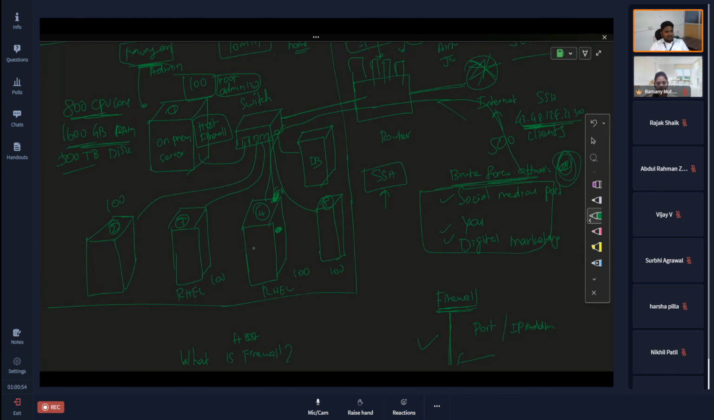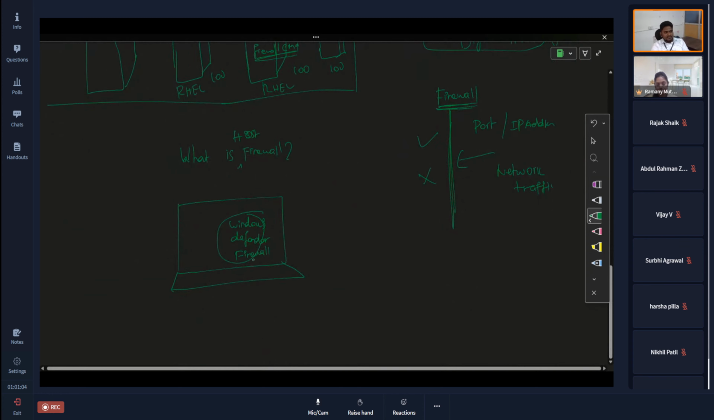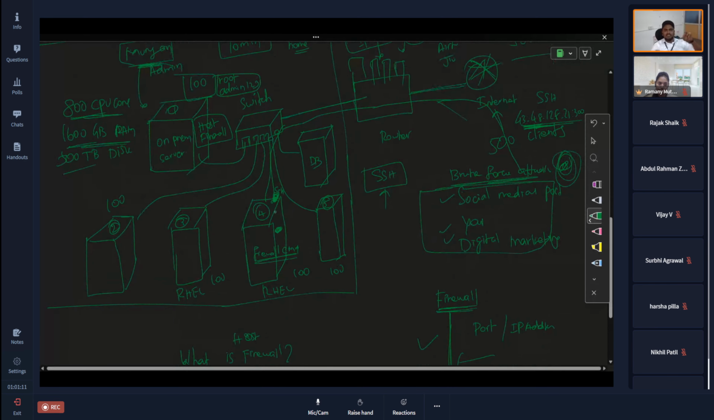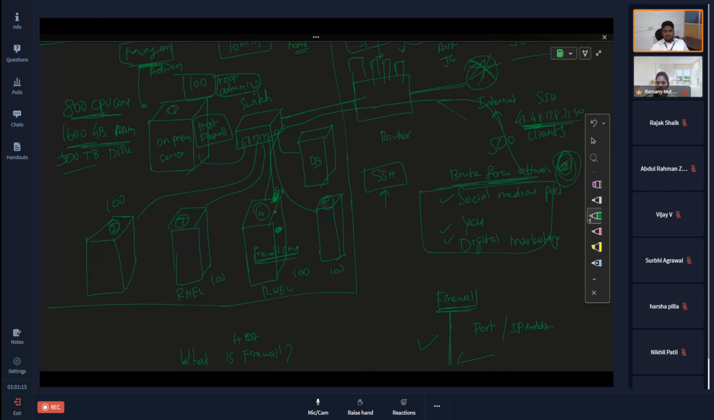There is something called firewalld, firewall-cmd. Firewall-cmd is a software firewall which can be installed on your Linux machine. Like how we have Windows Defender Firewall on our Windows laptop, for Linux we have different firewalls. This is something installed on your host, and that is what we call a host-based firewall.